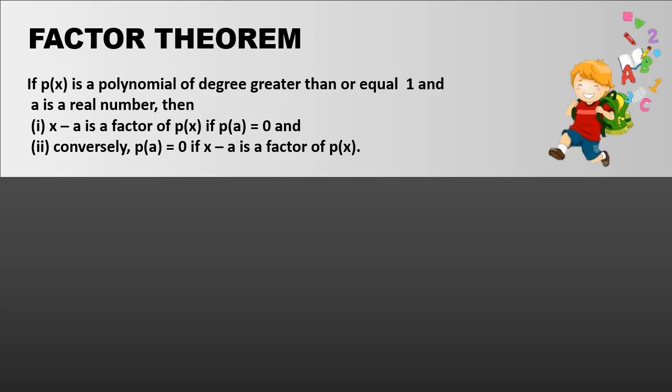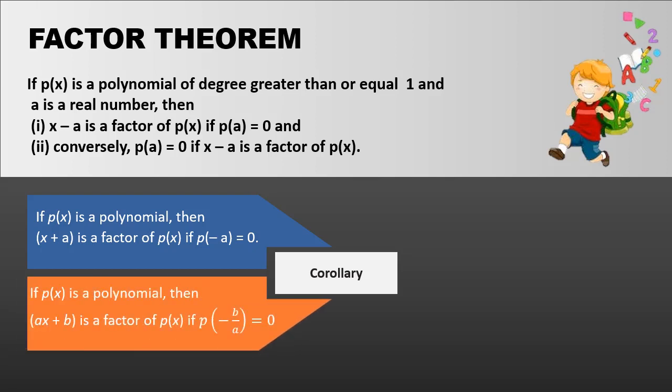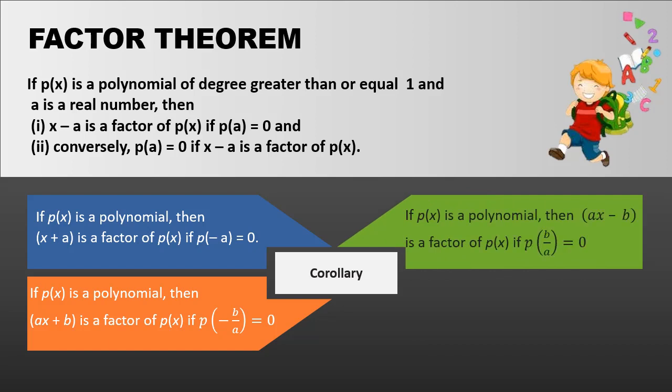Similarly, if p of x is a polynomial and x plus a is a factor of p of x, then when we put x equal to minus a, p of minus a is equal to 0. Similarly, if ax plus b is a factor of p of x, then we put x equal to minus b upon a, and p of minus b upon a will be 0. Similarly, if ax minus b is a factor of p of x, then when we put x equal to b upon a, p of b upon a will be 0.